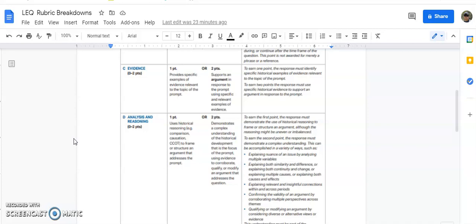Historical reasoning: comparing, causation, continuity and change, things we'll talk about in a second, as well as complex understanding. That last one, complex understanding, counter-arguments, stuff, it's kind of a unicorn point. We won't worry too much about that. Now, this is the rubric. We've talked about these before. We will talk about them again.